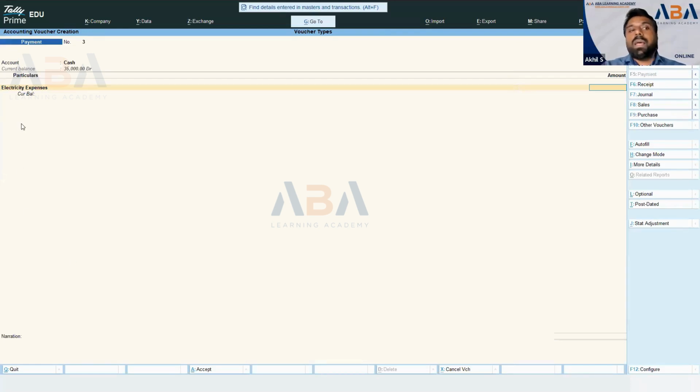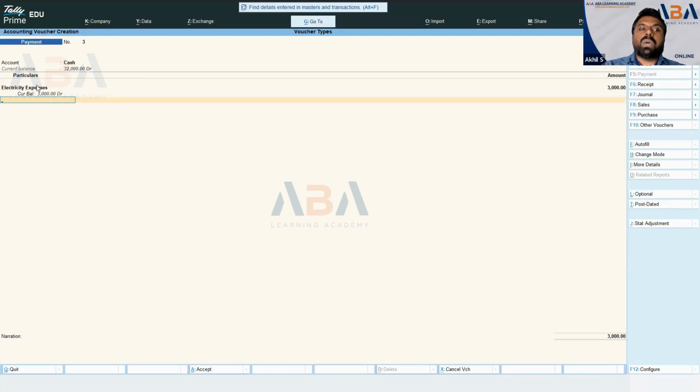Now we are back in the accounting voucher creation screen in payment voucher single entry mode. Electricity expense is 3,000. Here you can see cash balance is showing as 35,000. If I am paying it through cash using 3,000 rupees and press enter, 35,000 will become 32,000. Electricity expenses is showing its current balance as 3,000. So 3,000 is the expense which we incurred for electricity charges and we are making the payment for that.